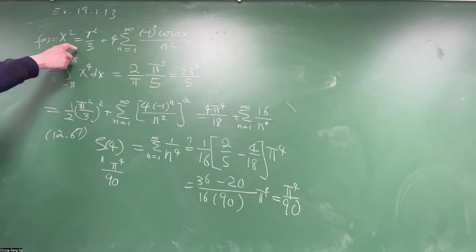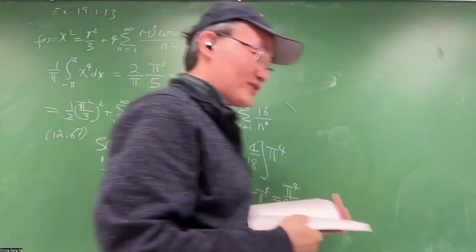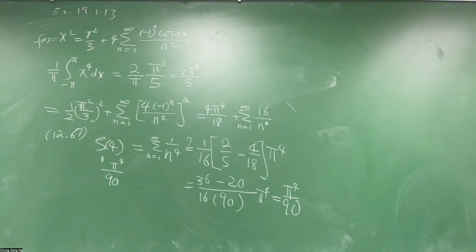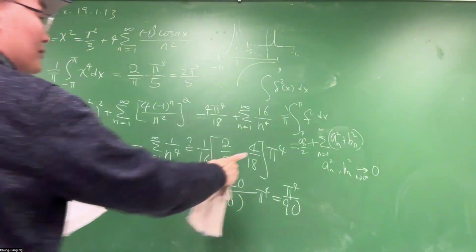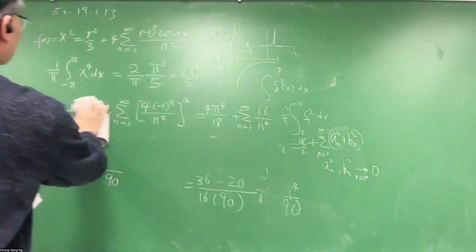Oh, so I forgot this. The definition of a sub 0 is different than I used. Part C is just applying this equation, applying the equation for part C.